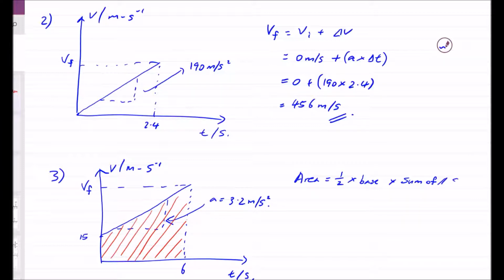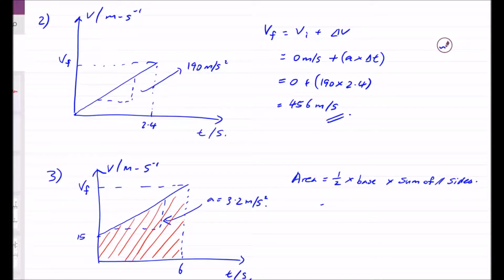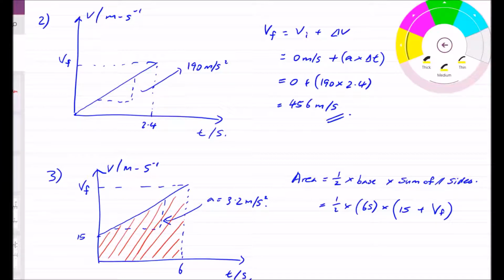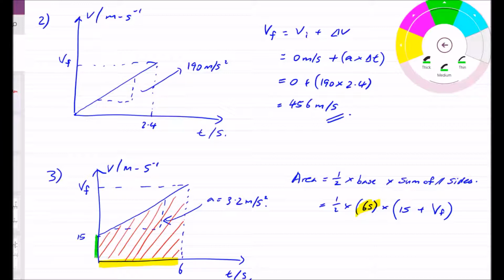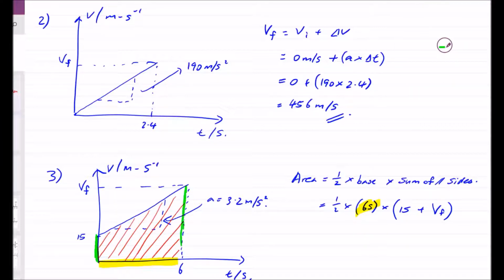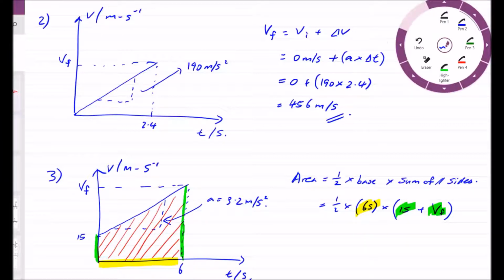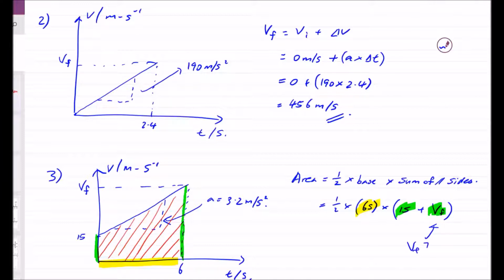Parallel sides. So this is basically half times 6 seconds times the sum of parallel sides, which is 15 plus VF. So this is the base, which I'm going to highlight in yellow. This is the base, which is 6 seconds over here, and these are the parallel sides, which I'm going to highlight in green. Right now our job is to find what VF is, because we don't have the value of VF.